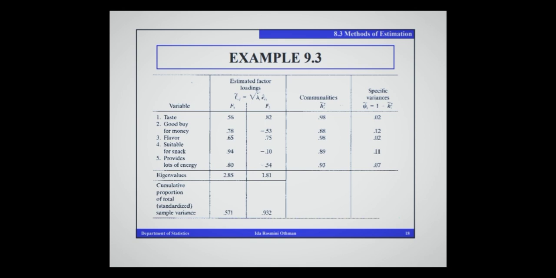Okay. And then, commonalities macam mendapat 0.98. It is 0.56 square plus 0.82 square. You akan dapat 0.98, dipanggil commonalities. We need this value of commonalities nak cari specific variance.